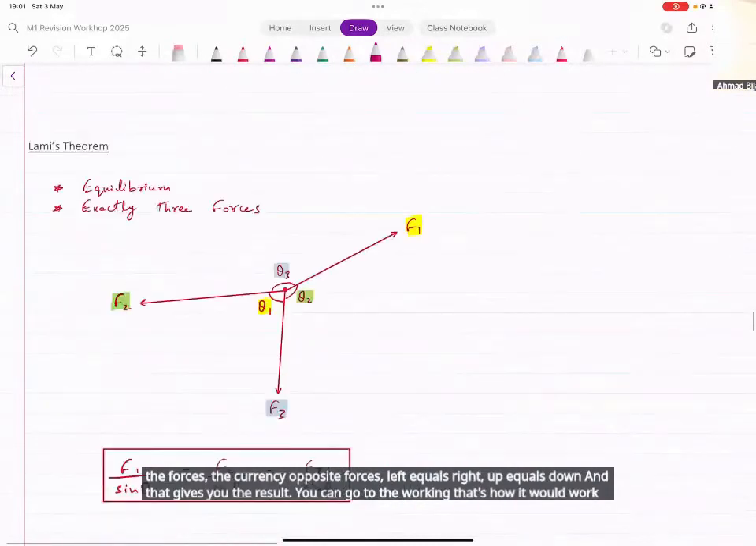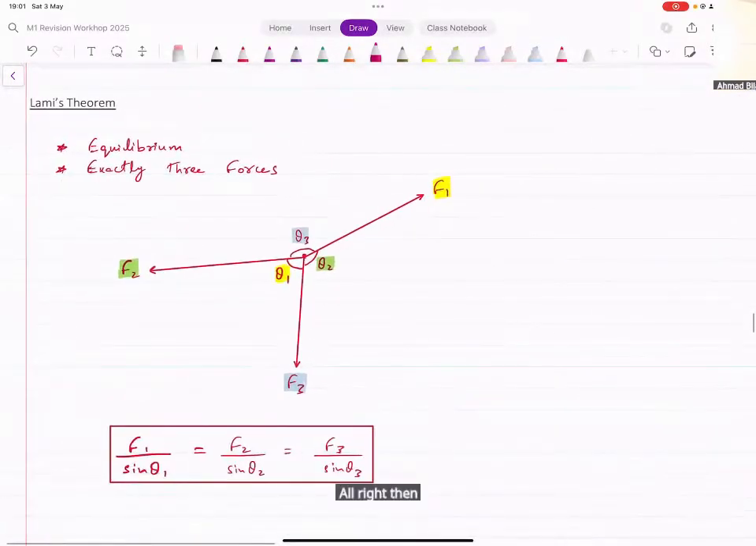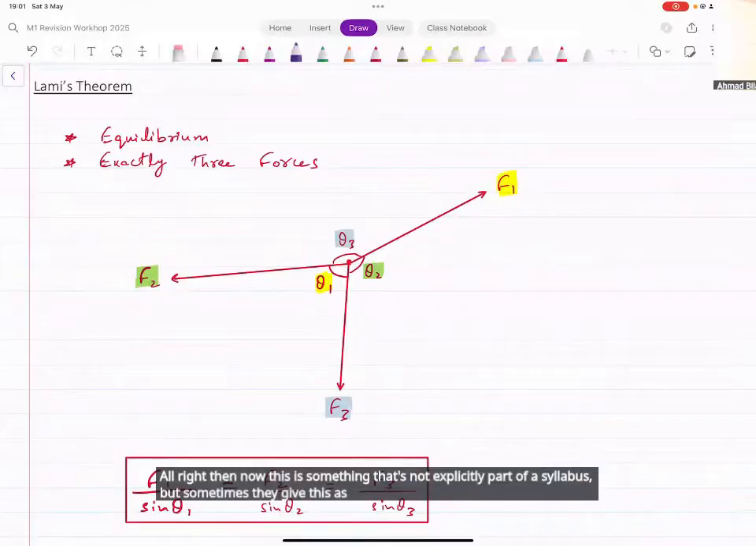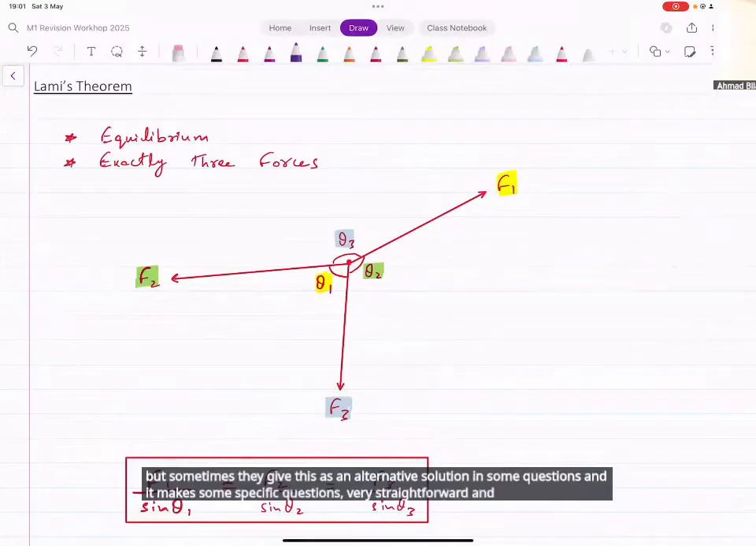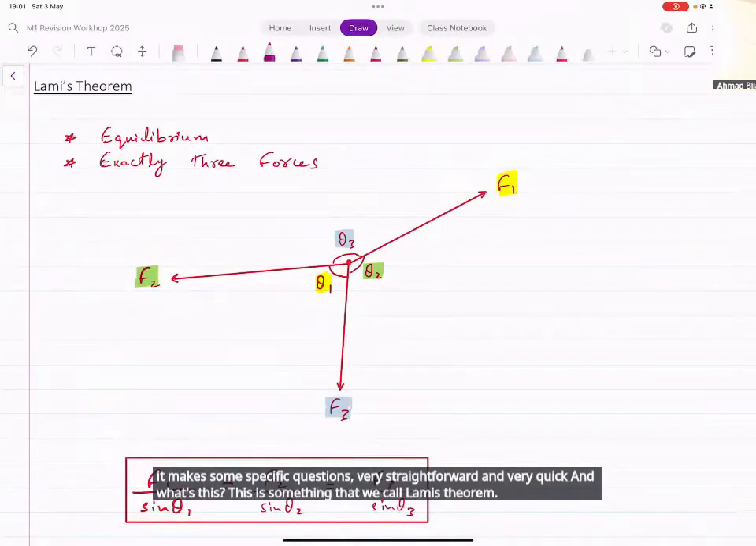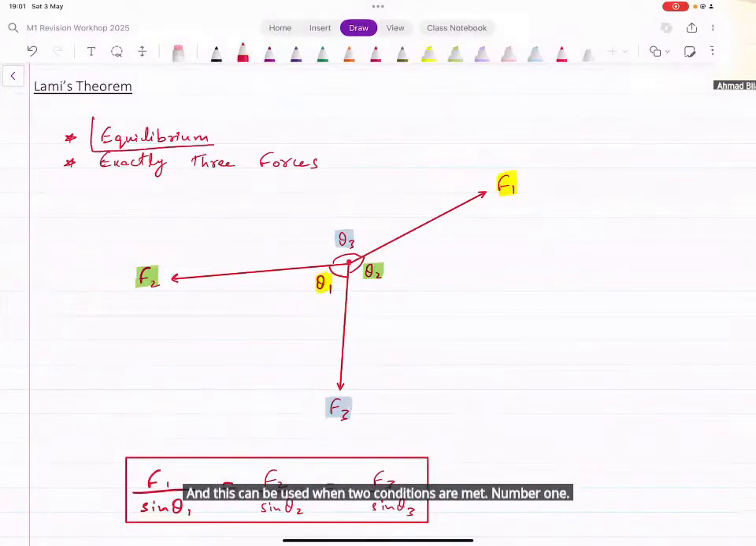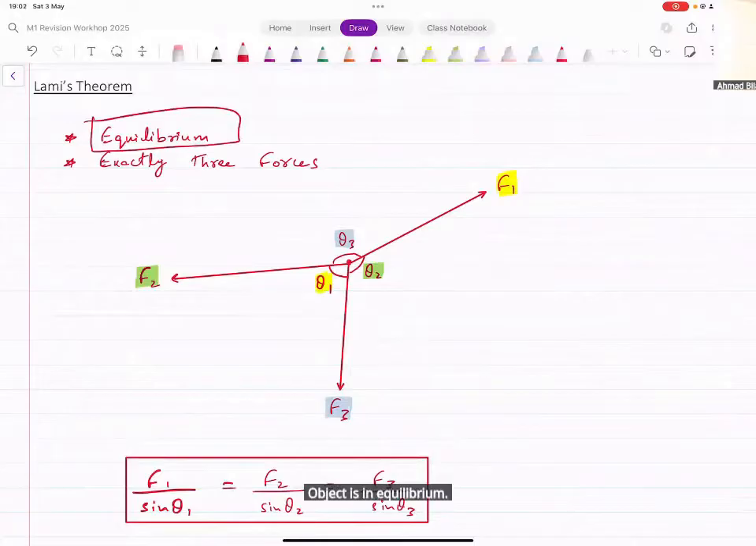Okay. Now this is something that's not explicitly part of the syllabus, but sometimes they give this as an alternative solution in some questions, and it makes some specific questions very straightforward and very quick. And what's this? This is something that we call Lami's theorem. And this can be used when two conditions are met. Number one, the object is in equilibrium. And number two, you have exactly three forces.